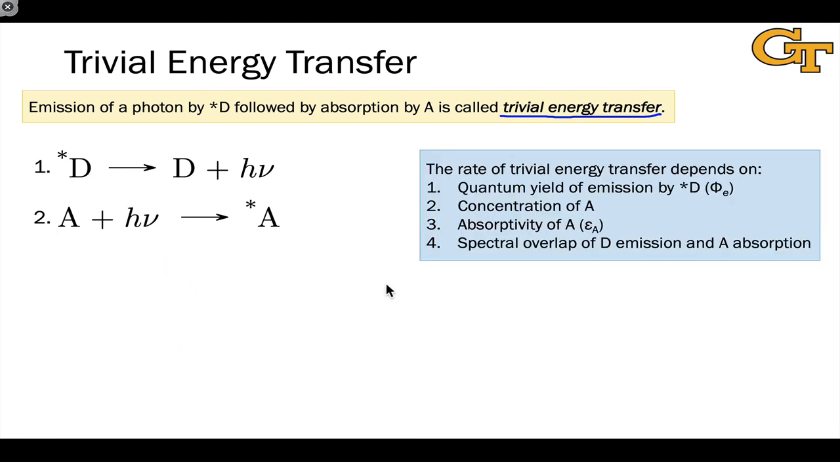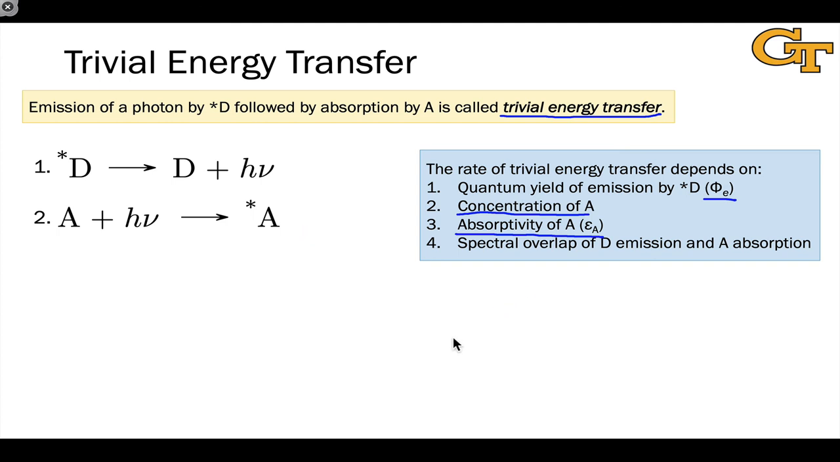And so if we want to talk about the rate of trivial energy transfer, it's all about the rates of the individual processes involved, the fluorescence process and the absorption process. And so things like the quantum yield of emission by D is critical. We want D to emit as much as it can if we want a fast rate of trivial energy transfer. The concentration of A, how many molecules of A get in the path of emitted photons, is critical, and that depends on concentration. The absorptivity, the absorption coefficient of A, is critical. Again, we want A to have a high probability of absorbing the photon when the photon strikes it to form A star if we want a high rate of trivial energy transfer.